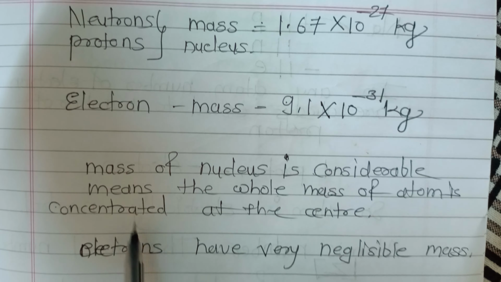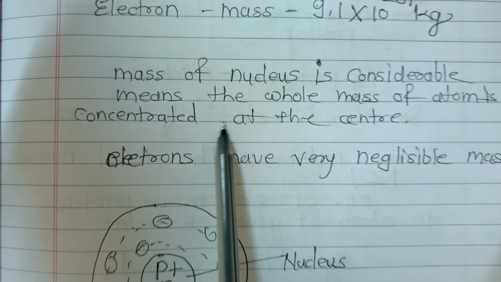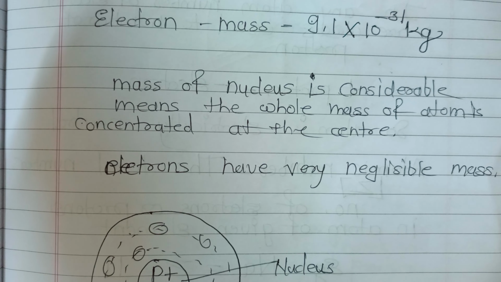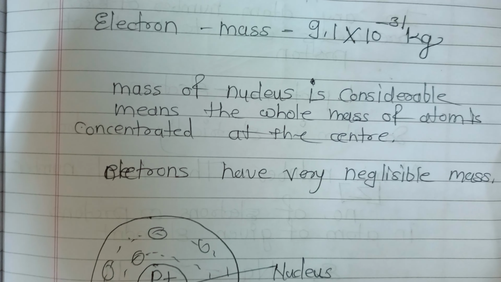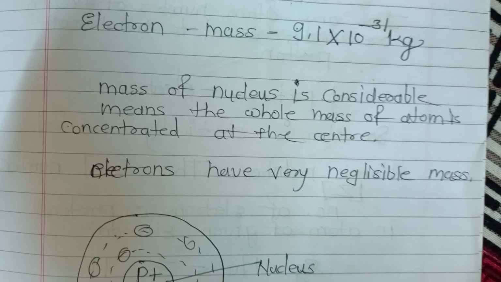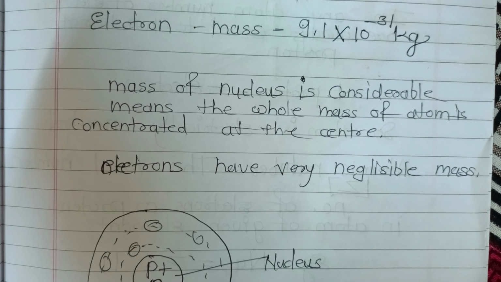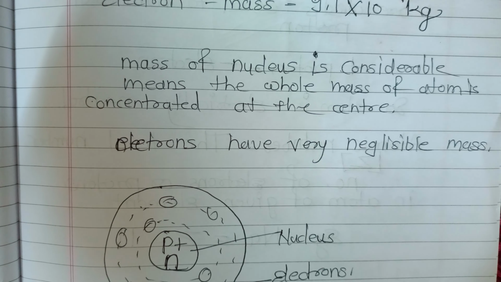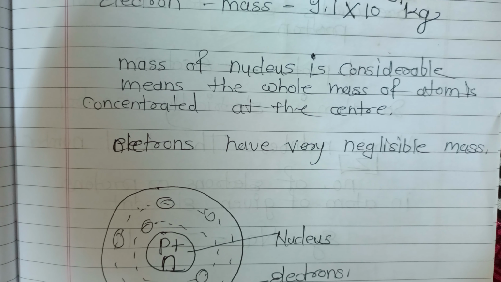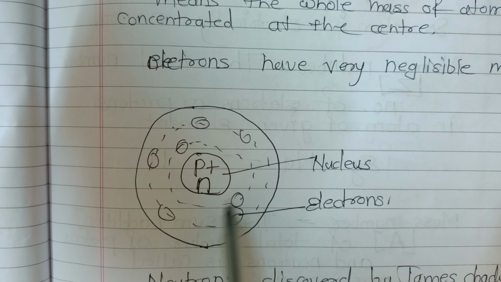Okay. So next, mass of nucleus is considerable. It means the whole mass of the atom is concentrated at the center. The mass of any atom is concentrated at its nucleus, because atomic mass is considered to be the mass of the protons and the neutrons. Electrons have very negligible mass, so it is not considered. I hope you understand.